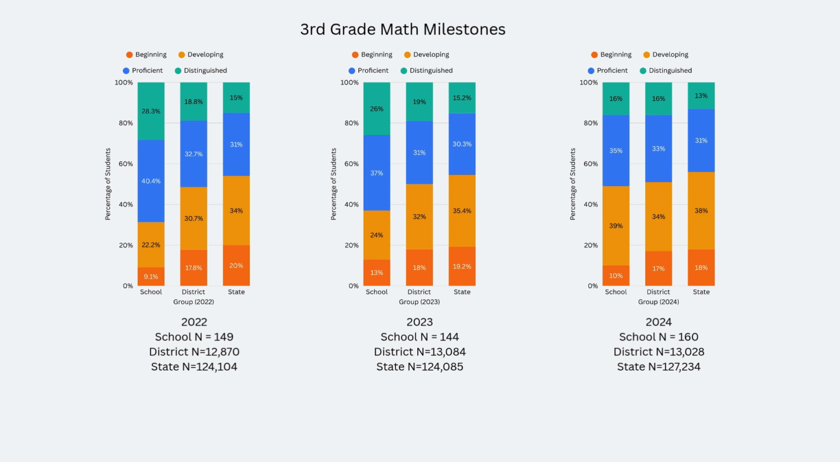On the other hand, our third grade math results show a much brighter picture. In 2024, our beginning learning band dropped to just 10%, which is significantly lower than both the district and the state level. Over the years, our third graders are showing solid, resilient performance in foundational mathematics.